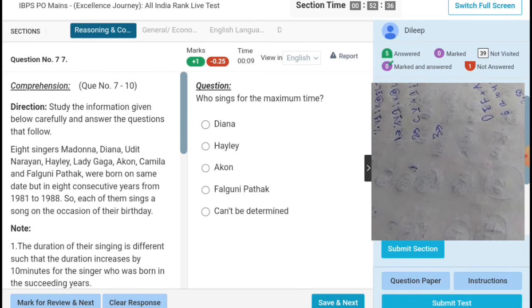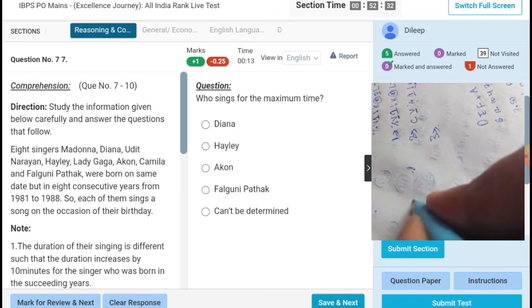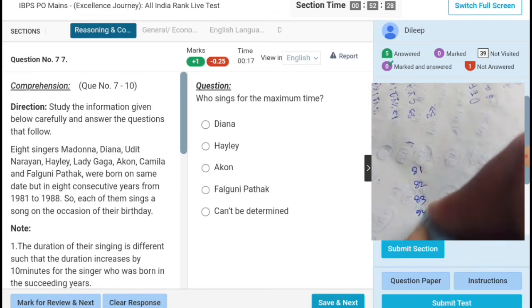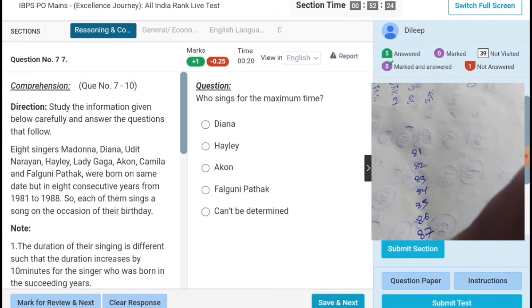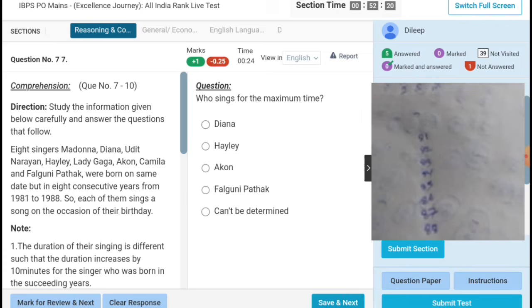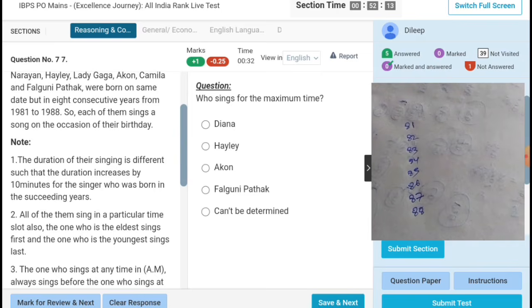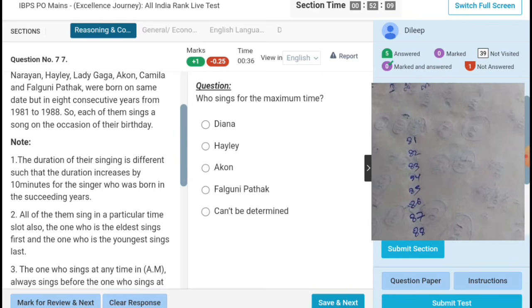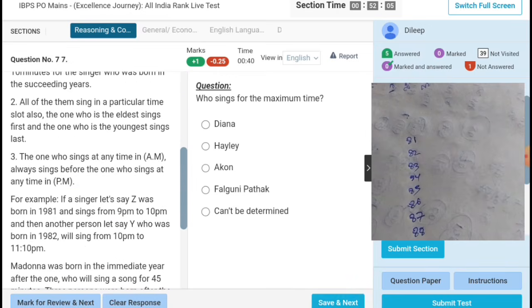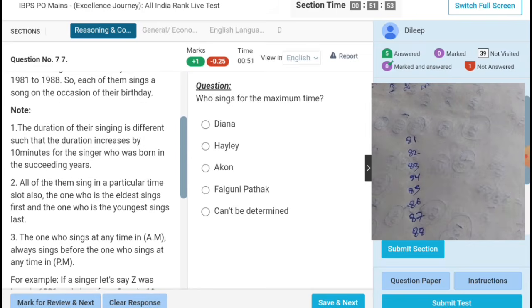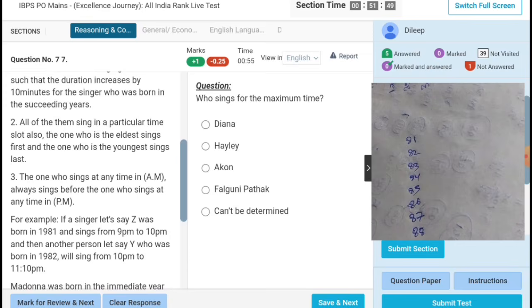So 8 singers were born on the same date but in 8 consecutive years. So 81, 82, 83, 84, 85, 86, 87 and 88. The duration increases by 10 minutes for the singer who was born in succeeding years. The one who sings any time is AM and before NM PM. So Z was born in 1981 and sings 9 to 10 PM. Then 10 PM to 11:10.